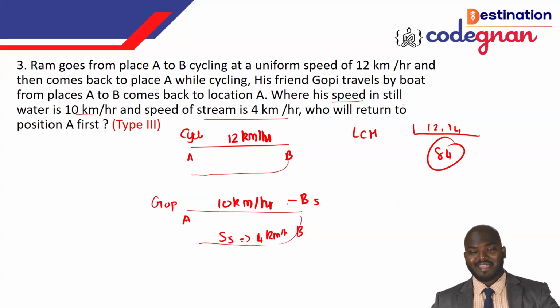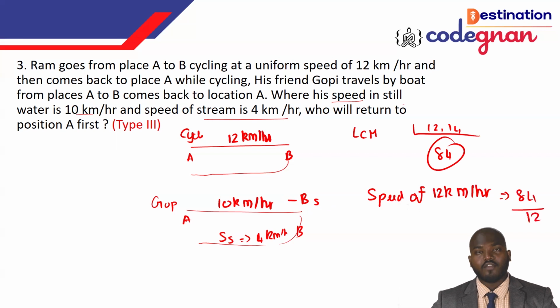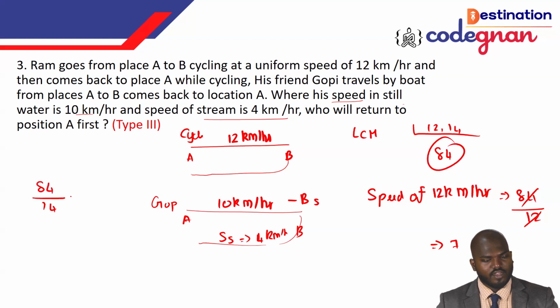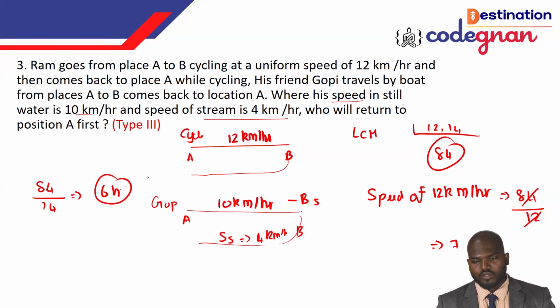So the speed of 12 kilometer per hour: 84 over 12 gives 7 hours. The time taken by Ram is 7 hours. Then Gopi was traveling at 14 kilometer per hour: 84 over 14 gives the answer, 6 hours. So Gopi took only 6 hours and Ram took 7 hours.